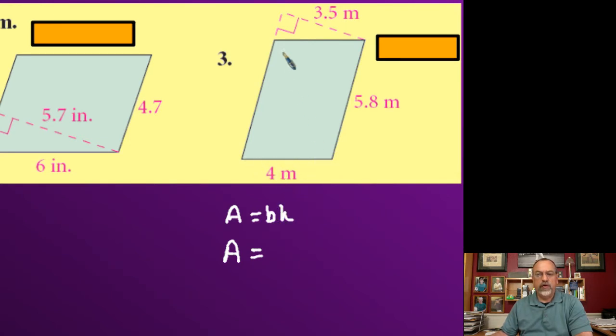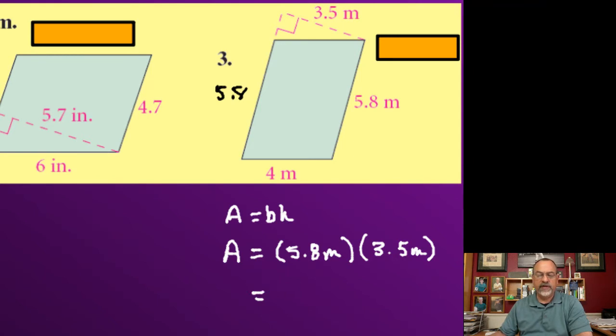Well, if I wanted to use 4, there is no number that's perpendicular to that, so I cannot use that as my base. If I want to use 5.8, I have this 3.5, which is perpendicular to the opposite side. But in a parallelogram, we know that opposite sides are the same, so this opposite side is also 5.8. And so the 3.5 is perpendicular to the 5.8, so I can use those values in my formula. So my base is going to be 5.8 meters, that's the units, and then my height is 3.5 meters, so I'm going to simply multiply those two values together.